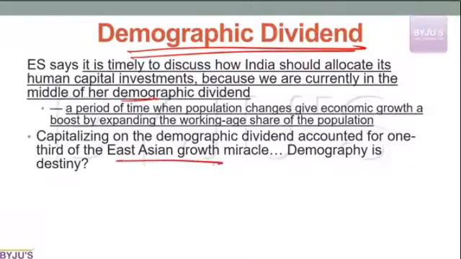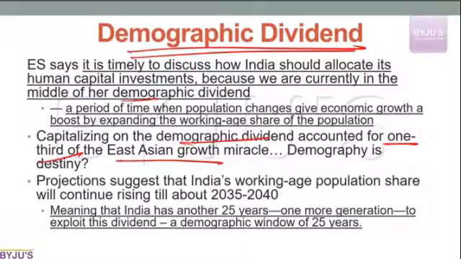And if you look at the East Asian miracle, East Asian miracle is basically East Asian economies. They suddenly started growing very fast. Now economic survey says 1/3 of the East Asian miracle, or the growth in East Asian economies like Singapore, Thailand, etc., was because of their demographic dividend during that time. So is demography destiny then? Is growth always dependent on demography only?